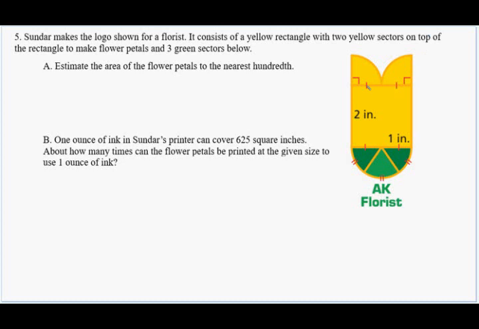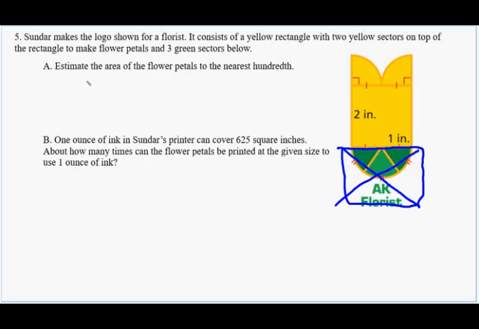Okay, now when I first read this one, I approached it a little off. I did confer with the other geometry teachers, and they said that this part is actually not part of the logo, so we're not going to count these 3 below.